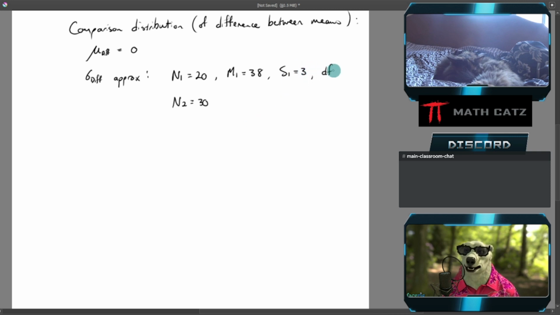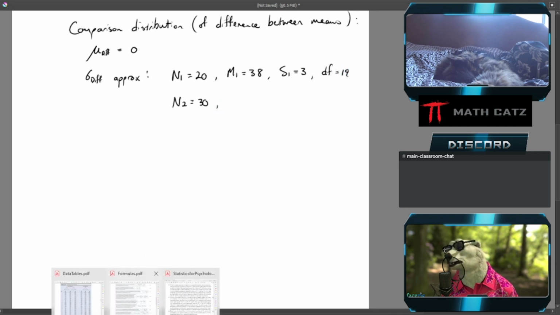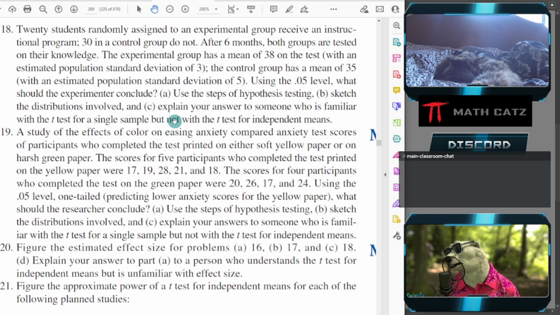Degrees of freedom for this one will be 1 less than the sample size. For our control group, what were the statistics? 35 mean, standard deviation of 5, estimated.